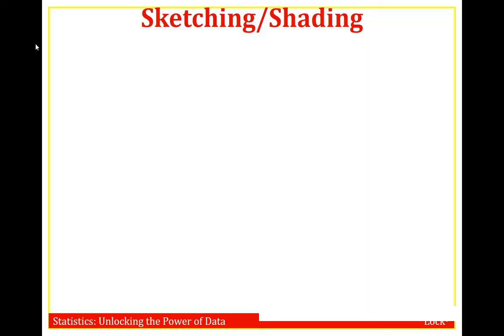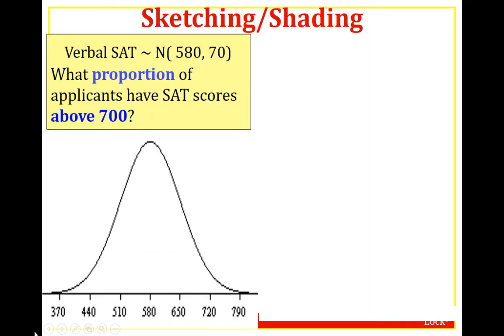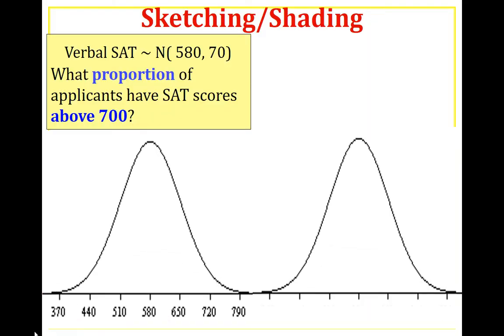Back to the current slide. Redraw my curve in since I lost it. 0.043. About 4.3% are scoring above a 700. Let's get to the next question.